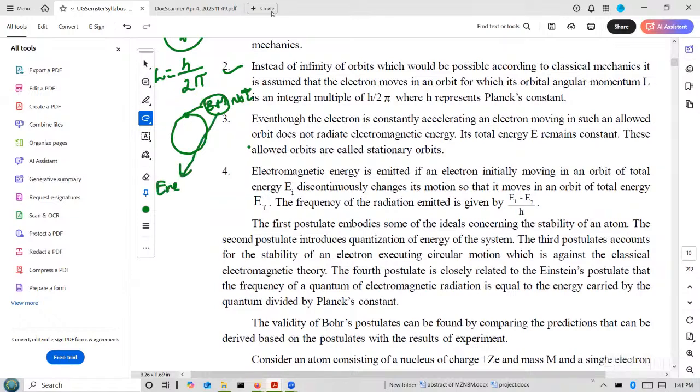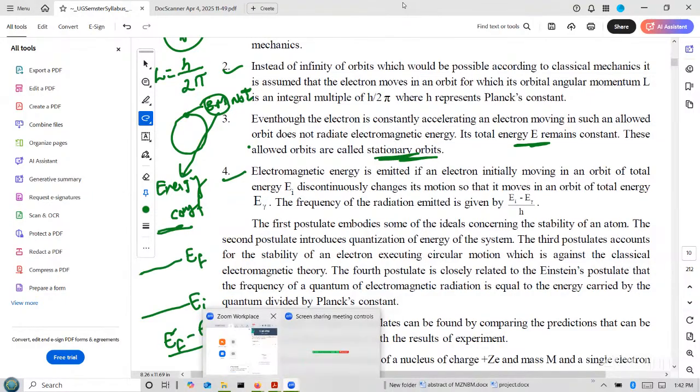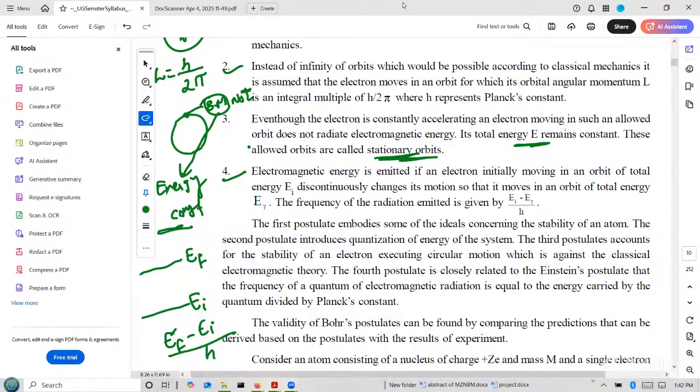Again, we will record these postulates. Between the electron and nucleus there is the Coulomb force. What is the second? Angular momentum h by 2 pi. As the electron is moving, electromagnetic energy is not radiating.